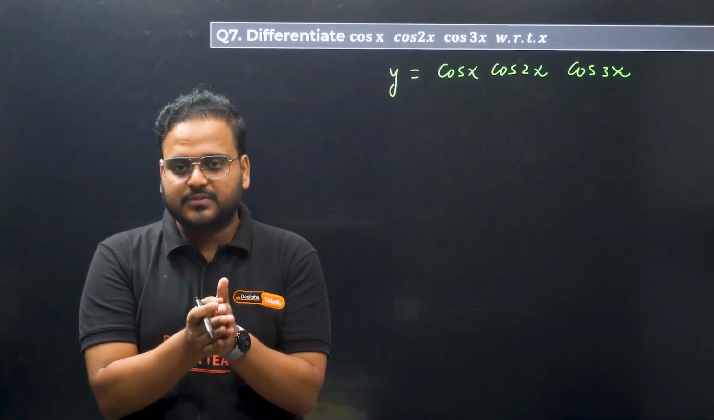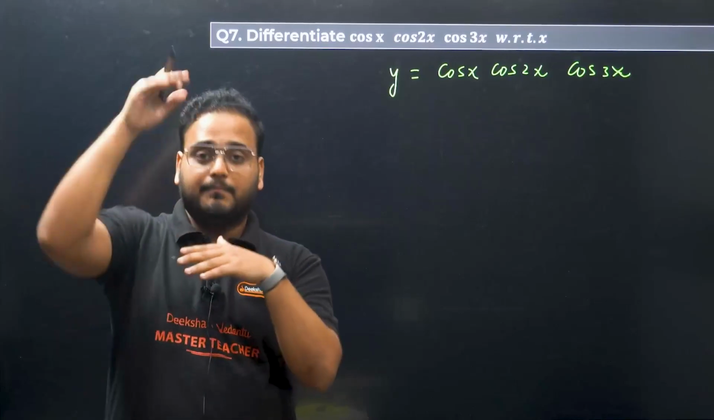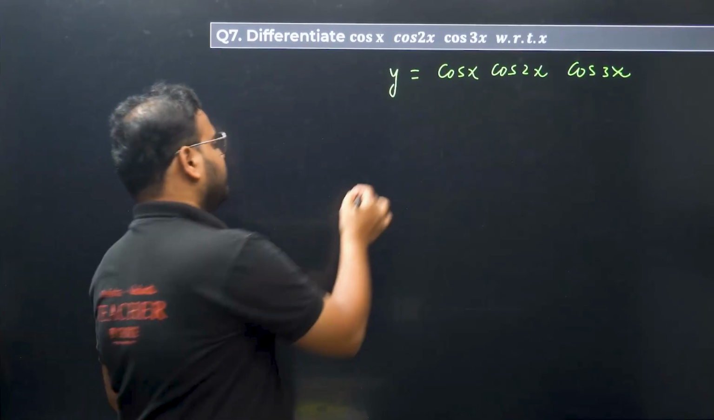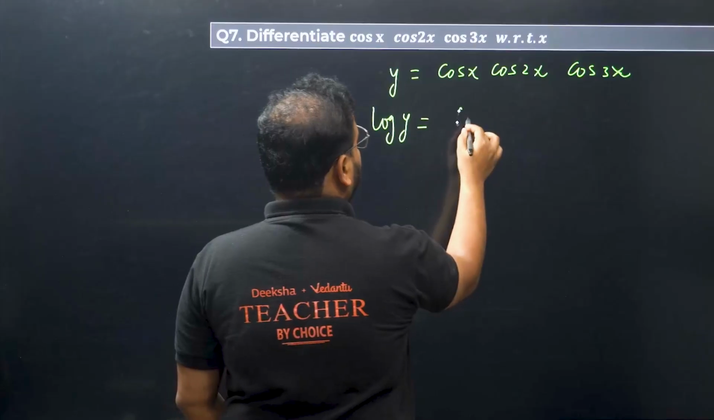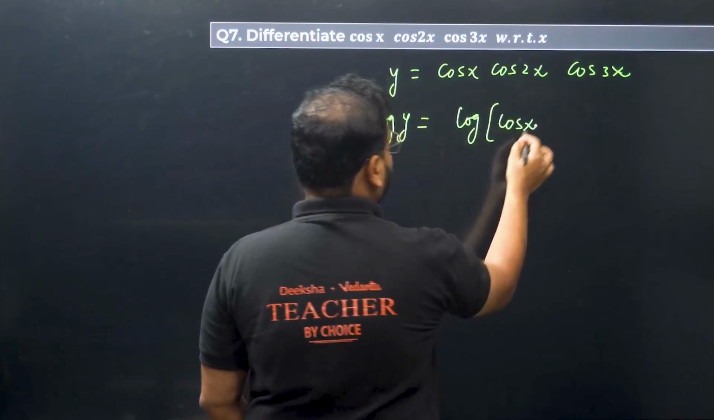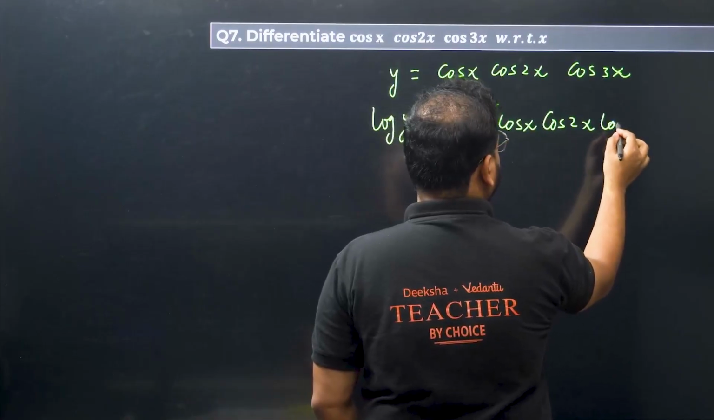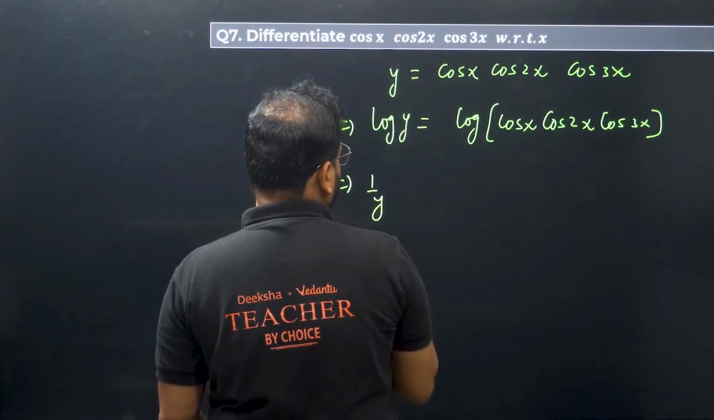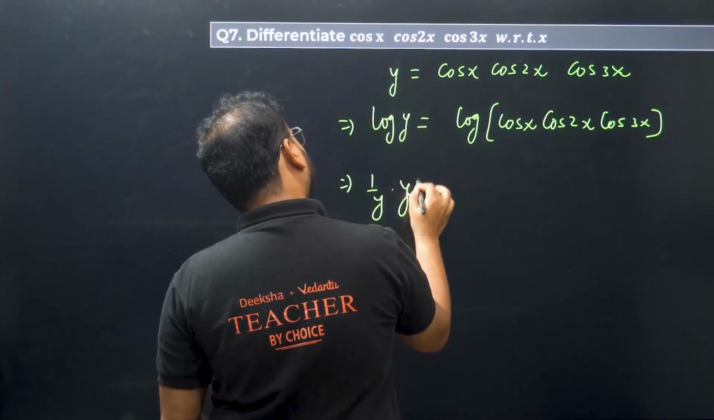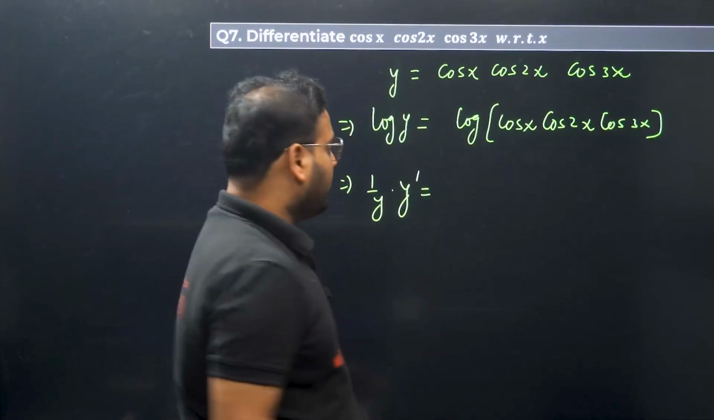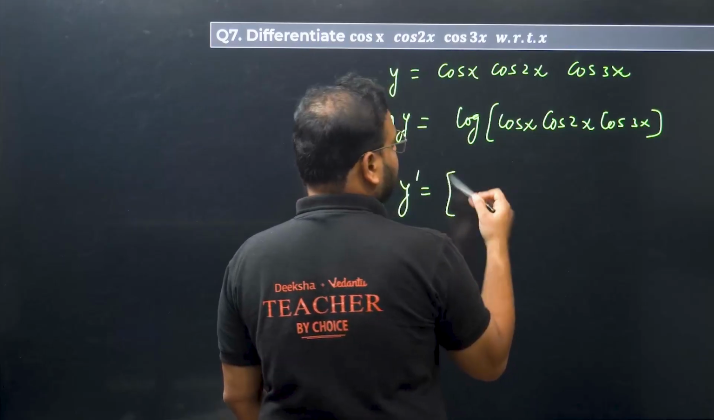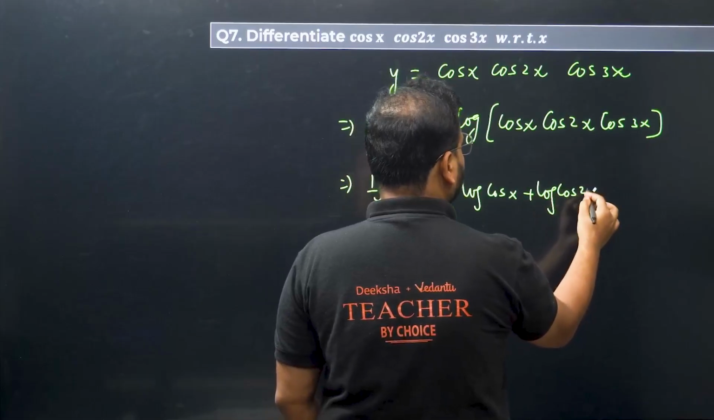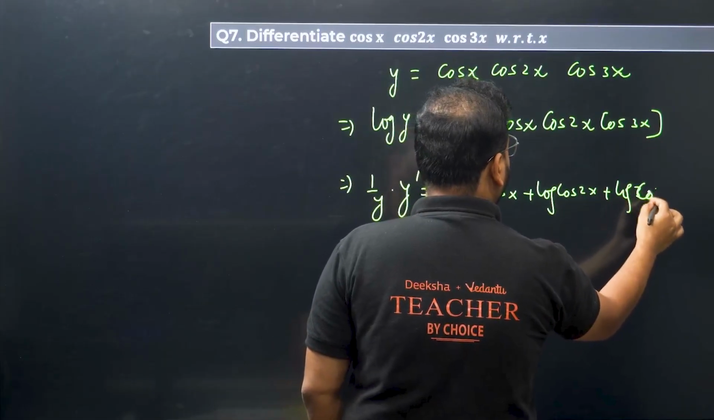So whenever you have this kind of situation, where functions are given in product format, or in power format, or in the form of a quotient, what is the rule? Apply log on both sides. Take here log y, take here log of cos x, cos 2x, cos 3x. Derivative of this will become what? Log y will become 1 by y, derivative of y is y dash. For this, you have to use the log formula first, so we'll use the derivative later. Right now the formula: log of cos x plus log of cos 2x plus log of cos 3x.